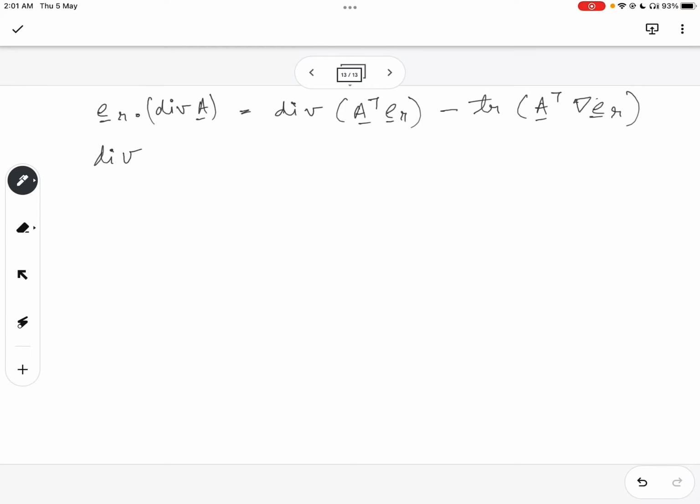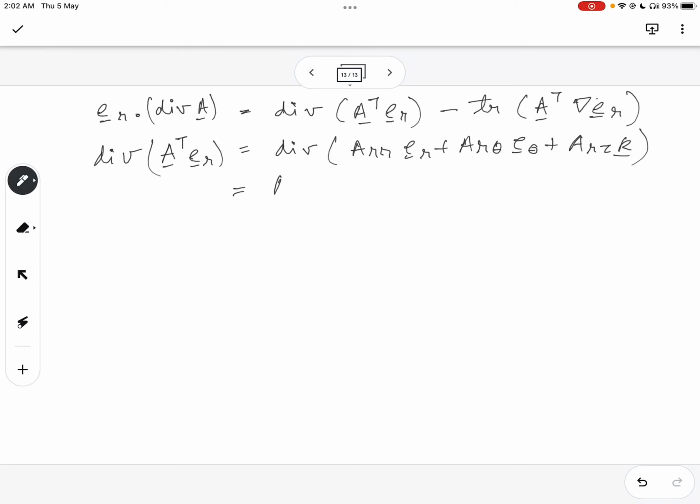So divergence of A transpose e_r is divergence of A_rr e_r plus A_r theta e_theta plus A_rz k. So again, by the divergence in terms of polar coordinates, the divergence of a vector in terms of polar coordinates is nothing but A_rr,r plus 1 by r A_r theta,theta plus A_rr plus A_rz,z.